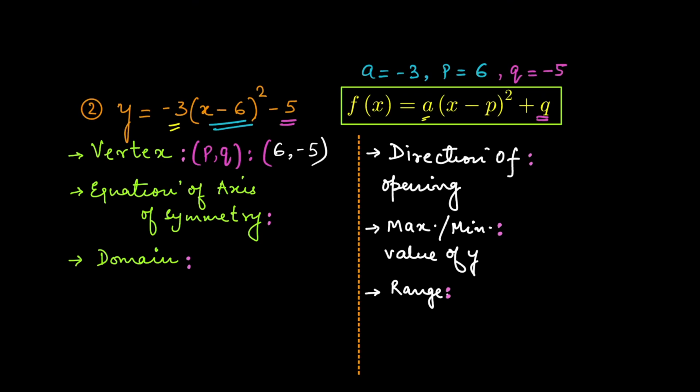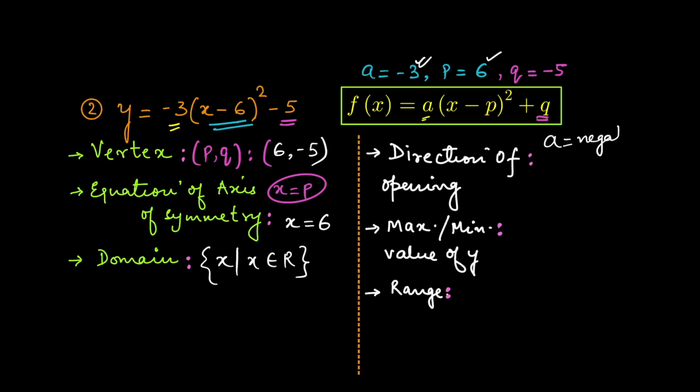The equation of the axis of symmetry, the formula is x equals P, and we write the actual answer for this. So x equals P and the P value is 6. So we've written here 6. Then the domain: for a quadratic we always write the domain as real numbers. Then the direction of opening: the A value here is negative 3. So we write A is negative. So the direction of opening will be downwards.